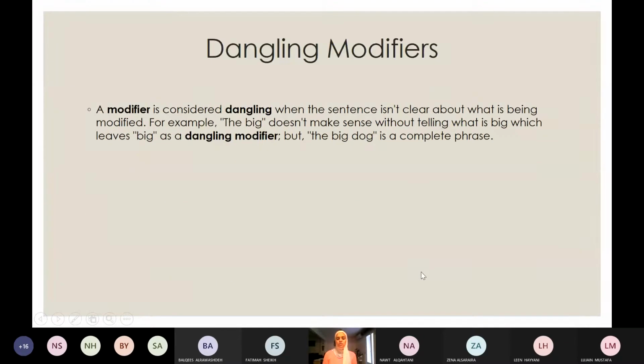Then we come to dangling modifier. Dangling, it means it is doing like this, dangling, like a wire dangling from the ceiling. Dangling means that I have a modifier, but without the word it modifies. So when I say the big dog, I know that big modifies dog. But when I say the big what? So big is a modifier, big is an adjective, but it modifies what? I don't know. It is dangling modifier. There is no word to modify here.